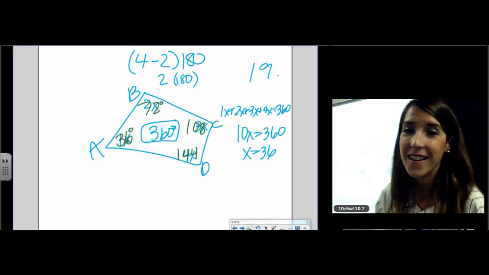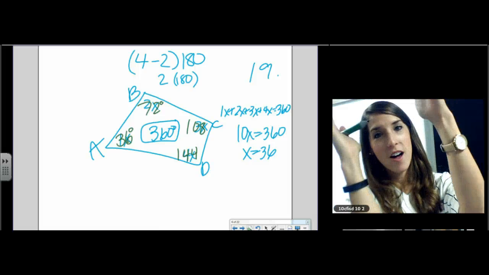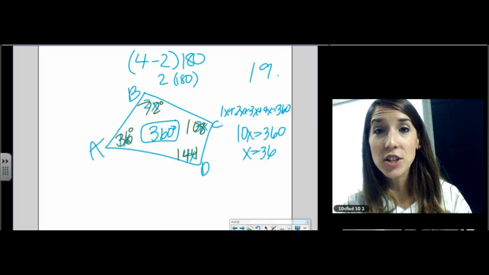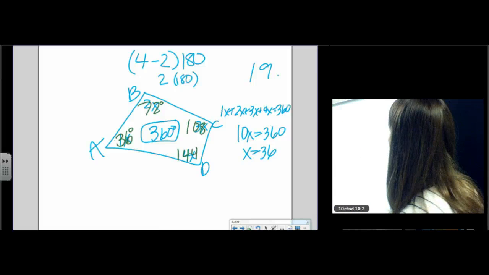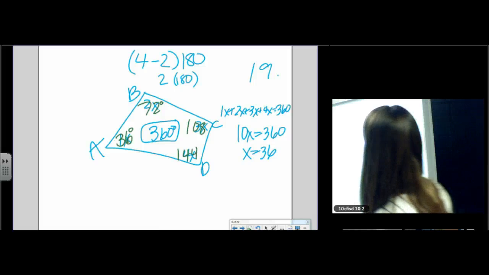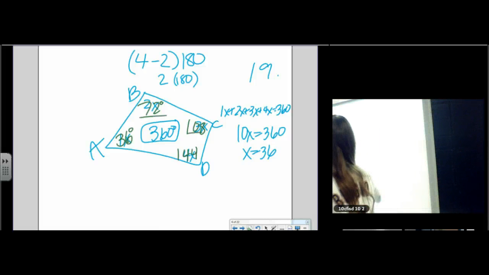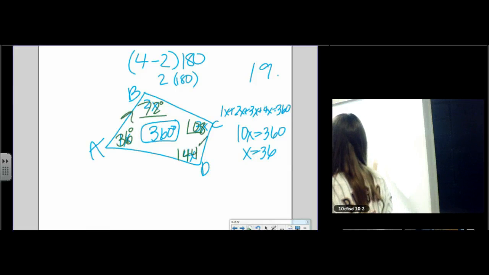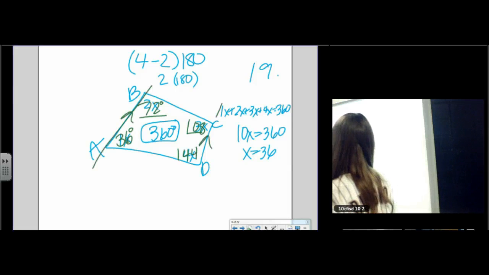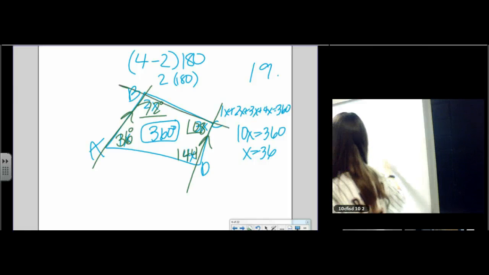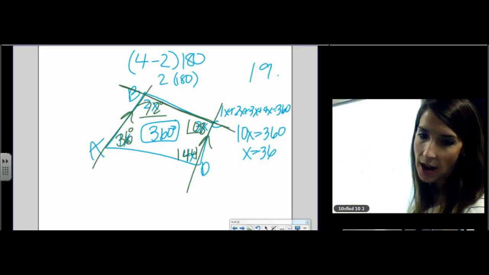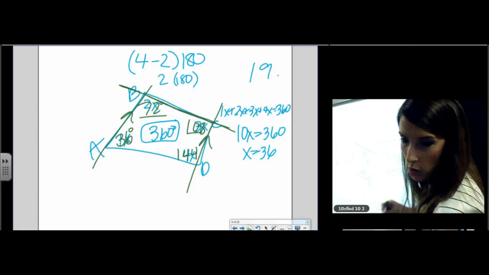So remember, if two lines are parallel, then same side interior angles are supplementary. So we're trying to figure out which ones are supplementary. 72 and 108, boom, those are supplementary. So this one is parallel to this one. That's our parallel lines, and that's our transversal. And B and C are same side interior angles. Whew! All right.